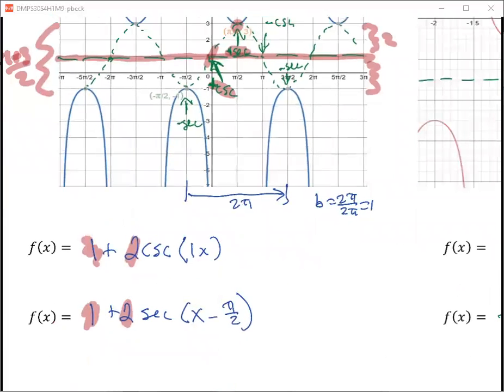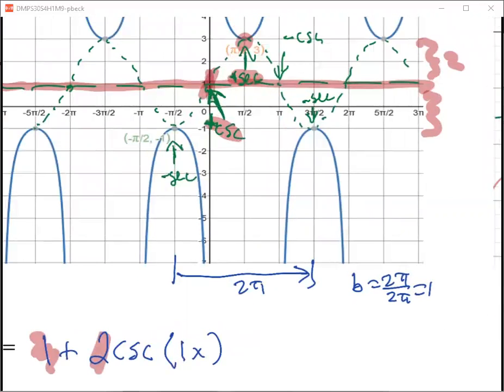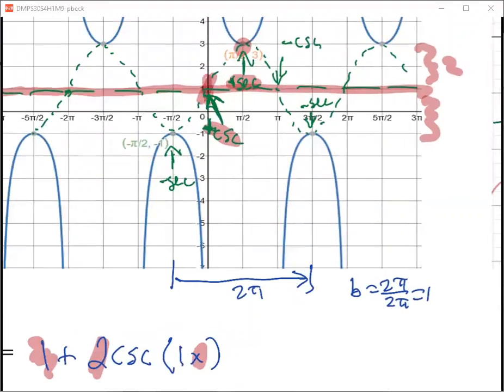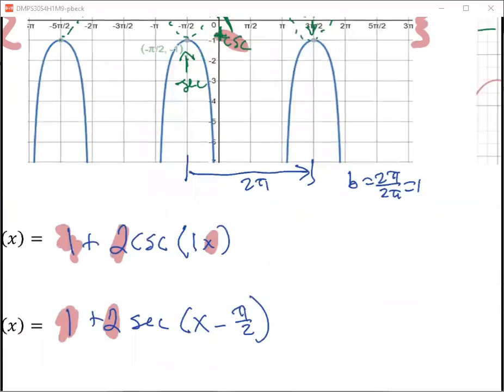So in this case, if I want to start off with the cosecant, then I have no horizontal shift, which is why that's just x. If I wanted the positive secant graph, I am going to be shifting right pi over 2, which is why we see this shift right pi over 2.